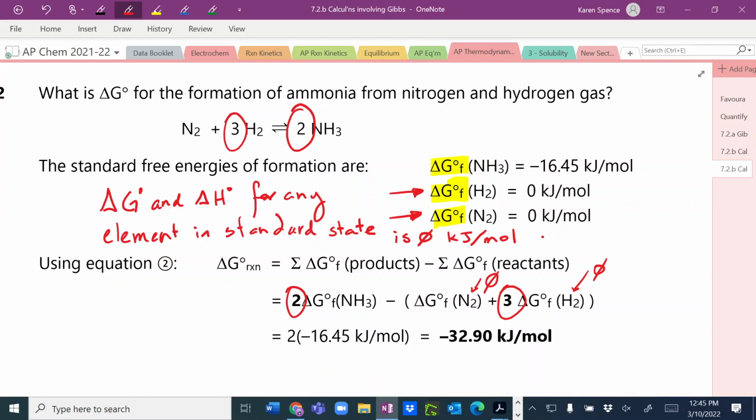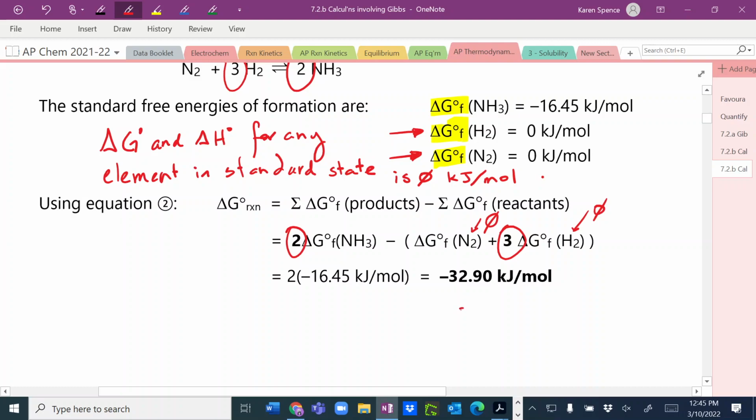Is this spontaneous or non-spontaneous? Spontaneous. And K would be larger than 1.